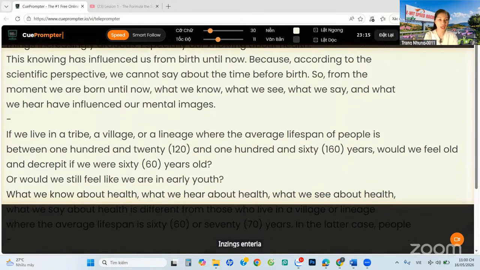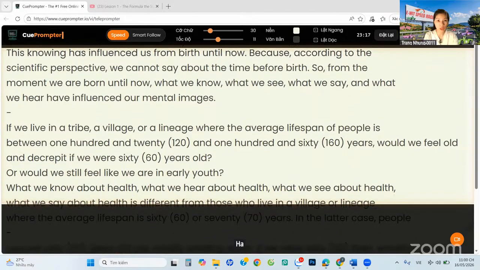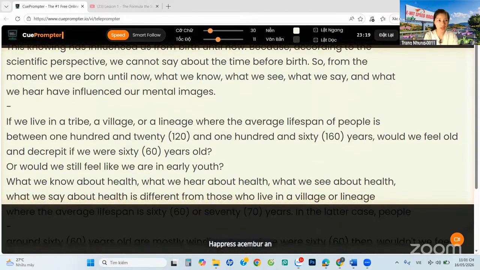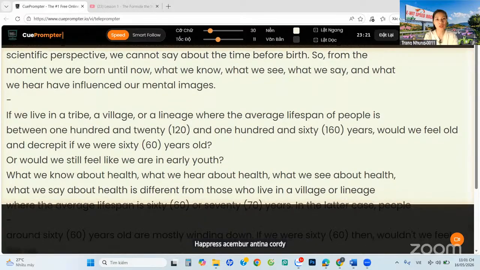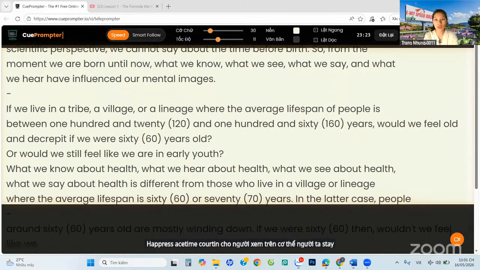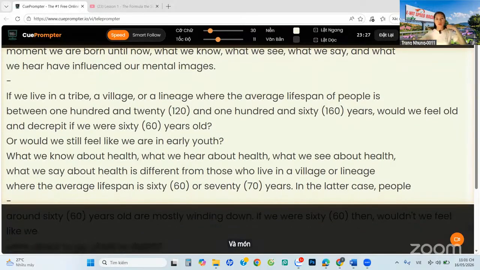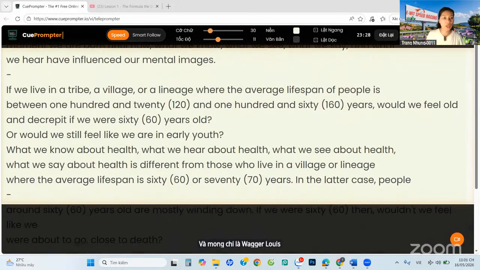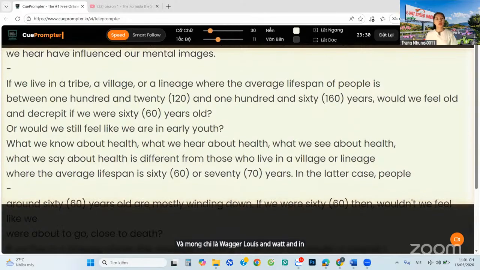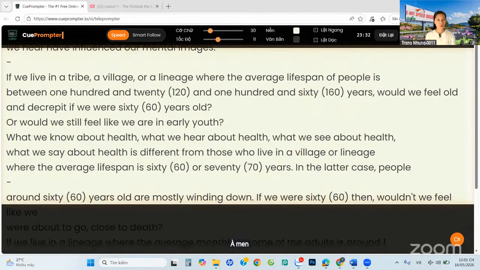This knowing has influenced us from birth until now, because according to the scientific perspective, we cannot say about the time. From the moment we are born until now, what we know, what we see and what we hear influences our mental images.